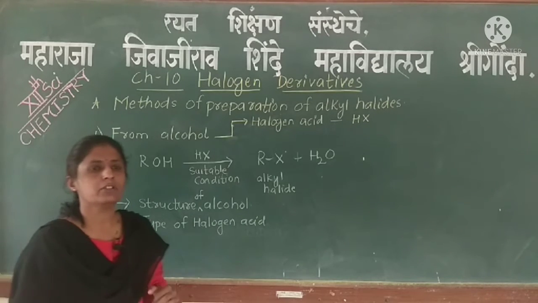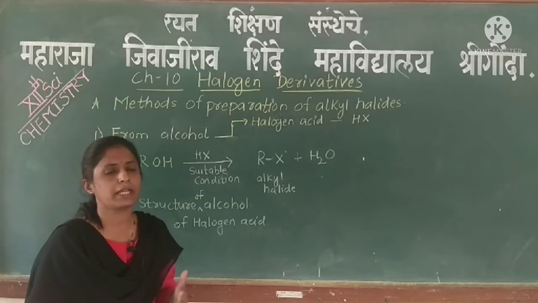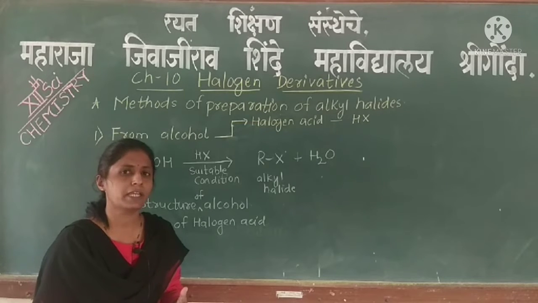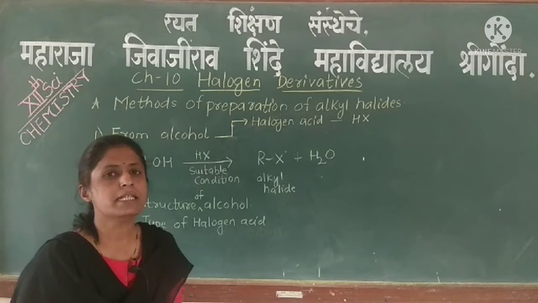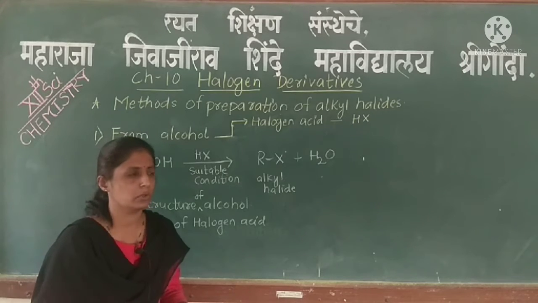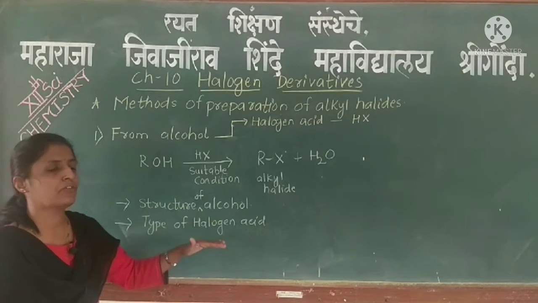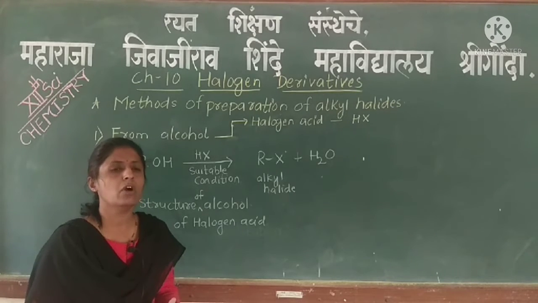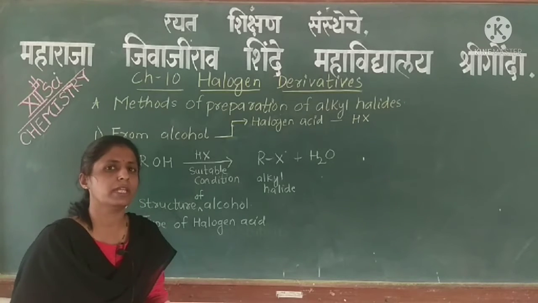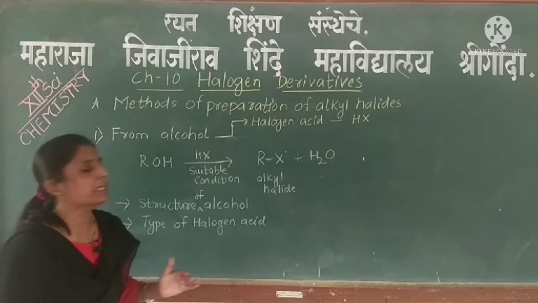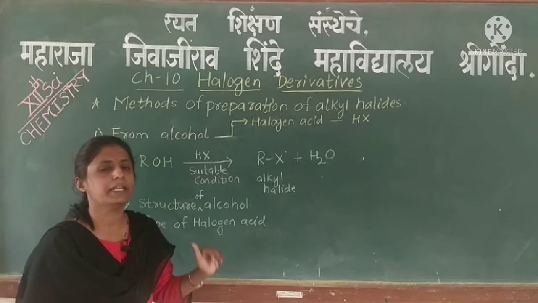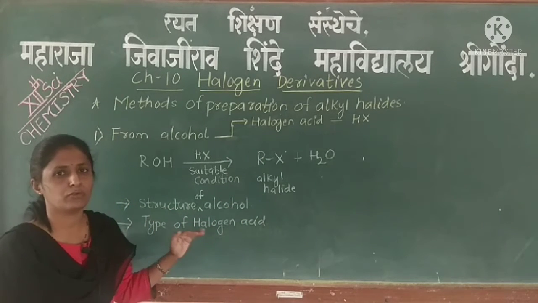Now we know that the hydroxyl group can be attached to either a primary carbon, secondary carbon or tertiary carbon. So depending upon the type of carbon, you have primary alcohol, secondary alcohol and tertiary alcohol. Whether your alcohol is 3-degree alcohol, that is tertiary alcohol, or 2-degree alcohol, or primary alcohol, that is also called 1-degree alcohol, the preparation of your alkyl halide depends upon the type of the carbon of the alcohol.